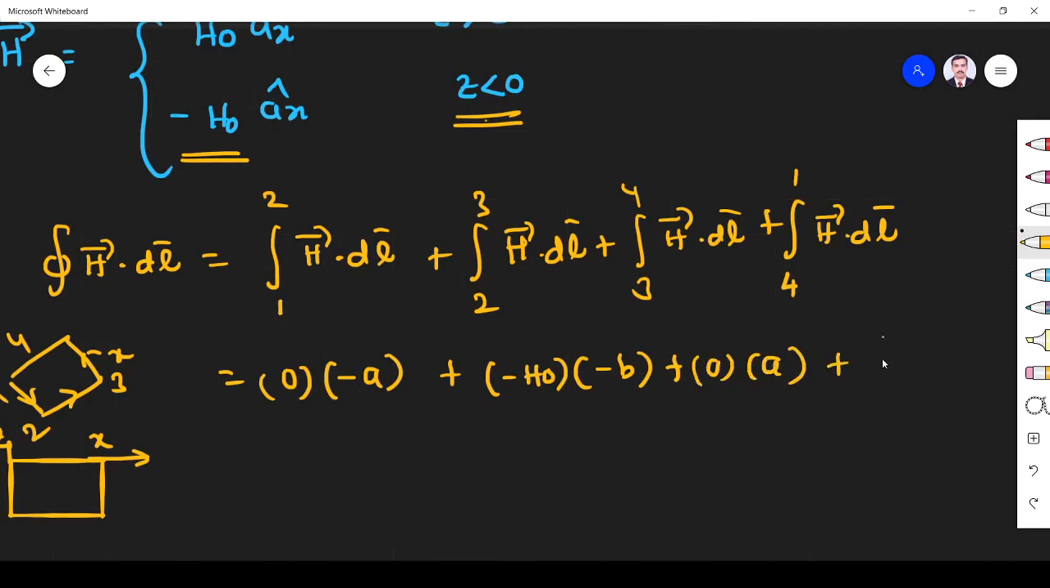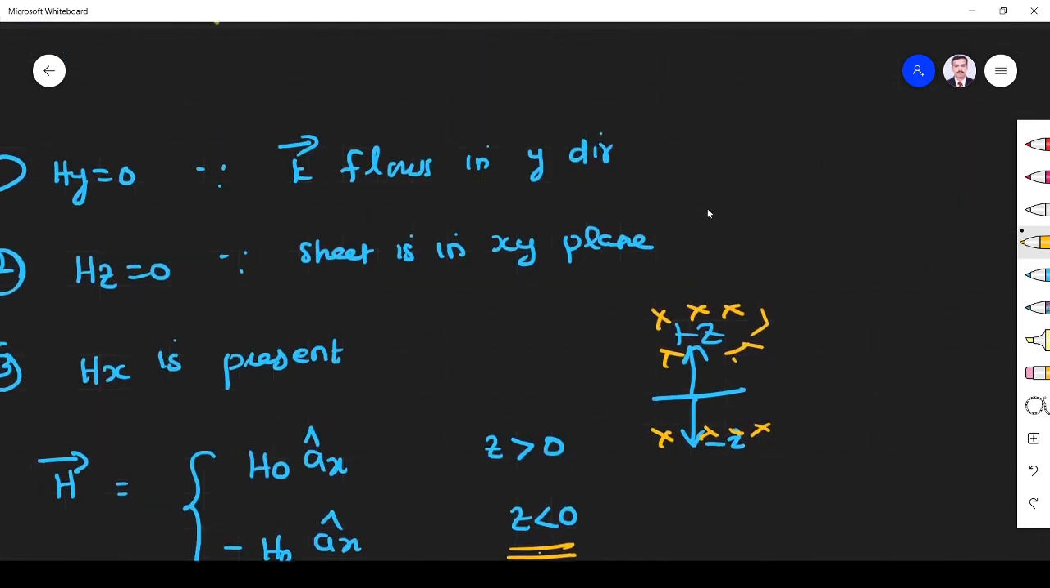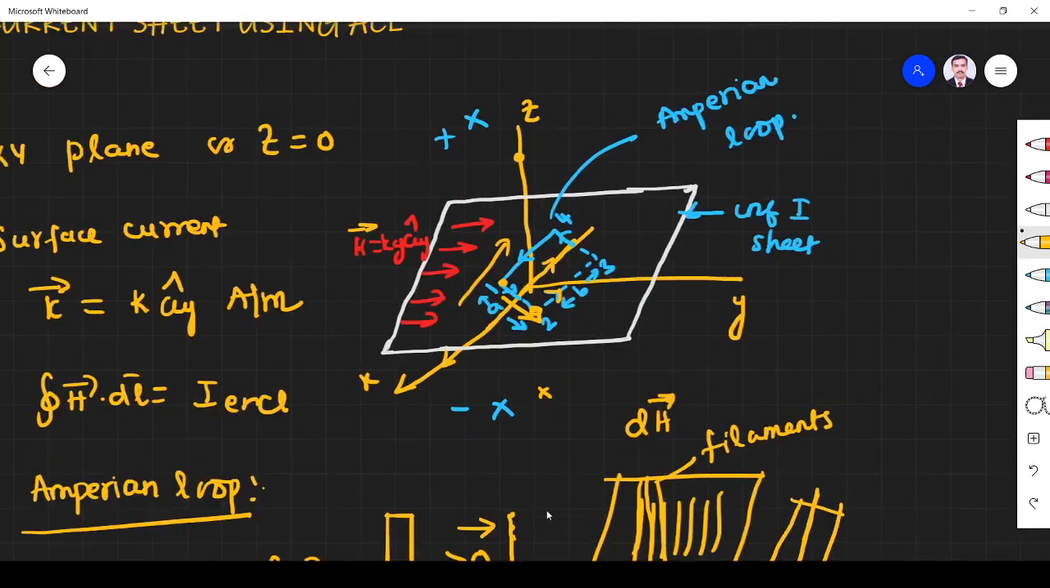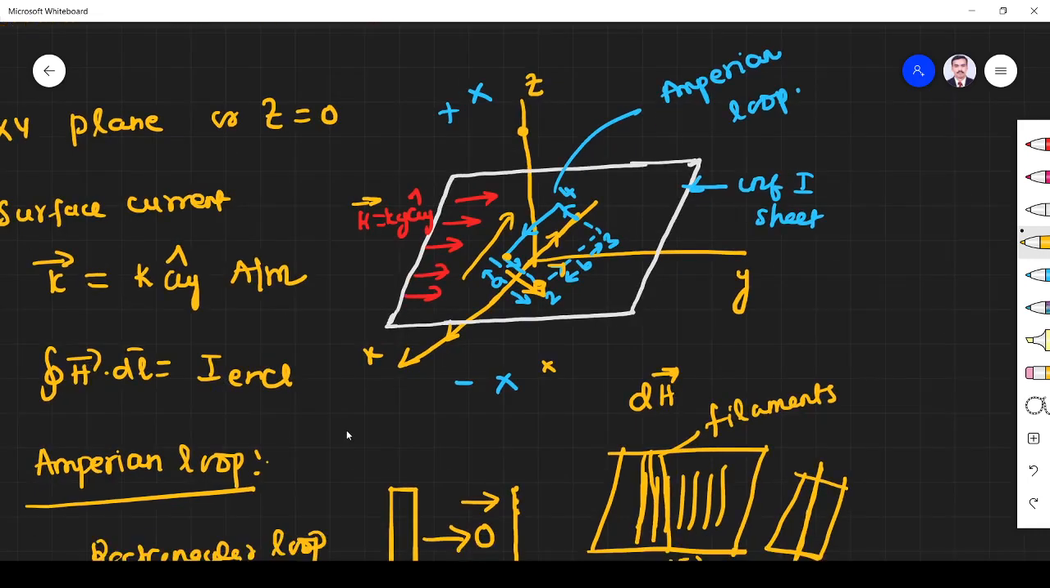Then 4 to 1. You see, 4 to 1 is above the ground, and it is along the positive x direction. The loop is in this direction, and x is also going in this direction. Positive x direction, what is the magnetic field? Hx.